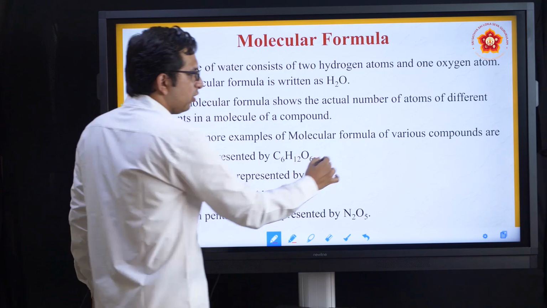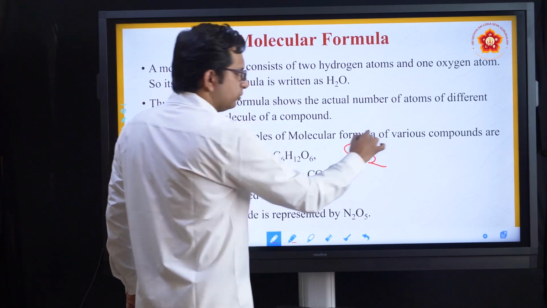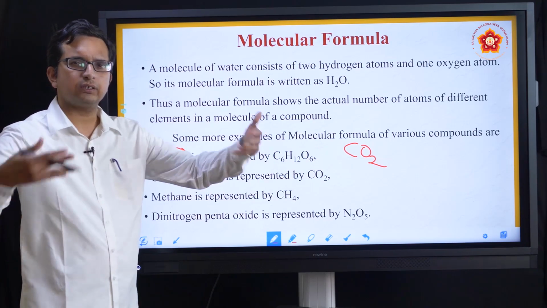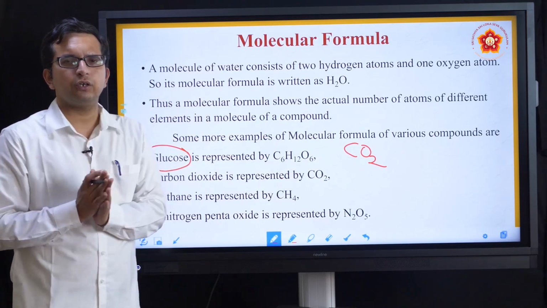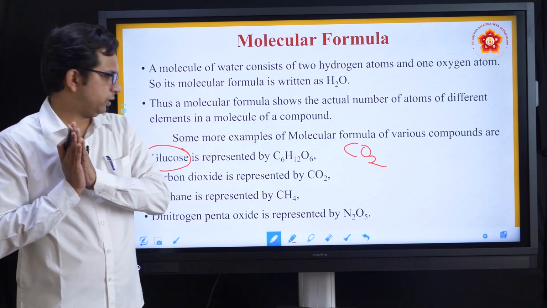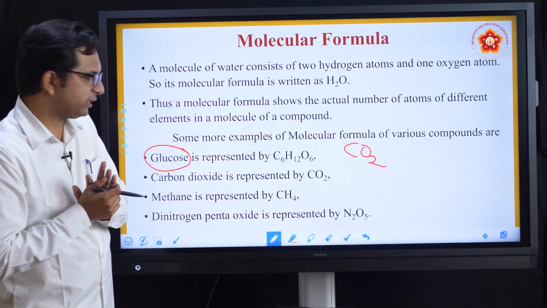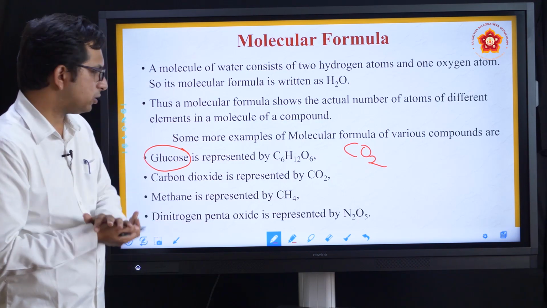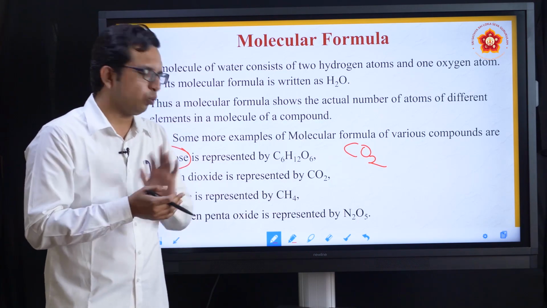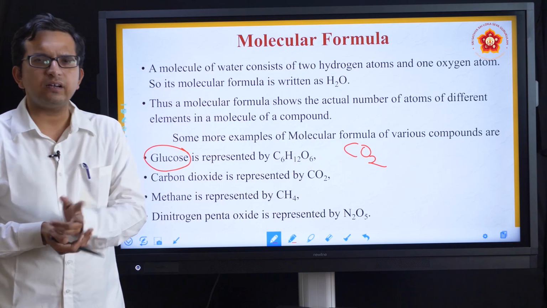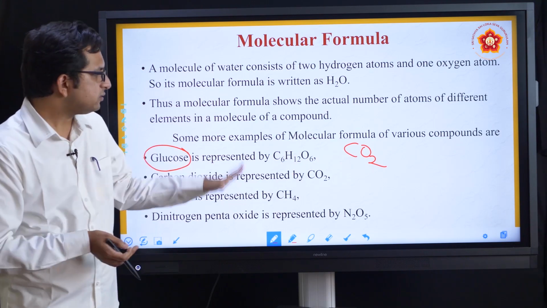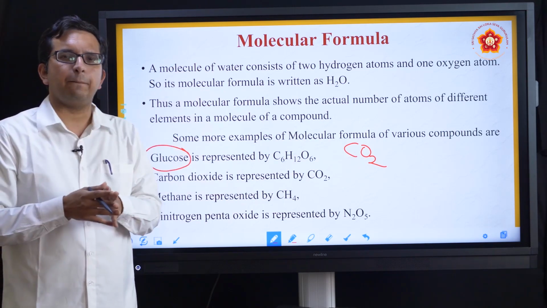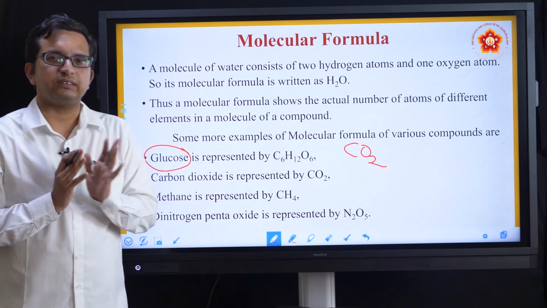Carbon dioxide, the formula of carbon dioxide is CO2, which once again indicates that 1 carbon atom and 2 oxygen atoms combine together to form a stable compound called as carbon dioxide. The next example, methane, CH4, 1 carbon, 4 hydrogen atoms. Dinitrogen pentoxide is N2O5, 2 nitrogen atoms and 5 oxygen atoms. This is how stable atomic combinations happen to form a molecule as such.